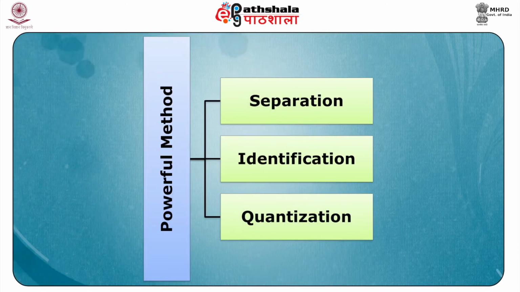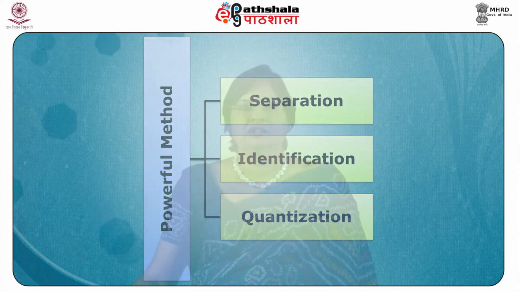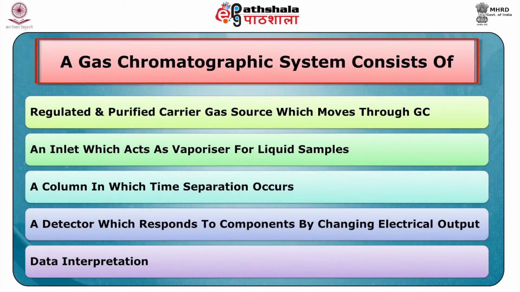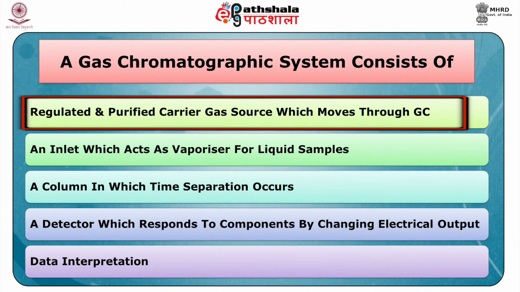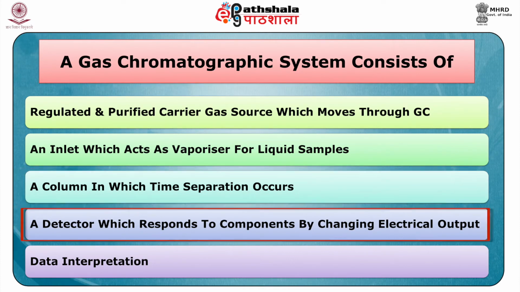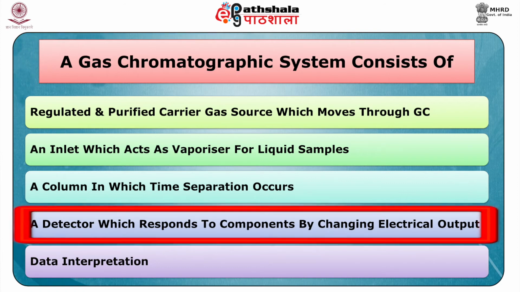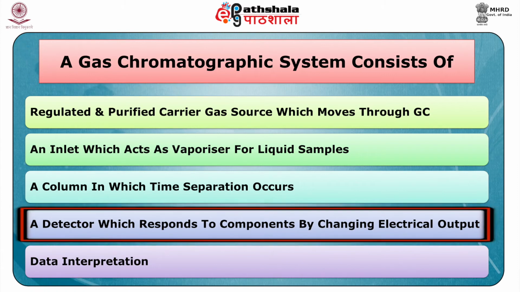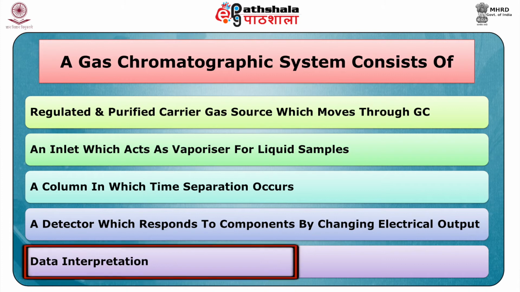The gas chromatography is a powerful and widely used tool for separation, identification and quantization of components in a mixture, and this is commonly abbreviated as GC. In this technique, a sample is converted into its vapor state and a flowing stream of carrier gas, often helium or nitrogen, sweeps the sample into a thermally controlled column. A gas chromatographic system consists of a regulated and purified carrier gas source which moves the sample through the GC, an inlet which also acts as a vaporizer for liquid sample, a column in which the time separation occurs, a detector which responds to the components as they are detected by the changing of its electrical output, and then data interpretation of some sort.